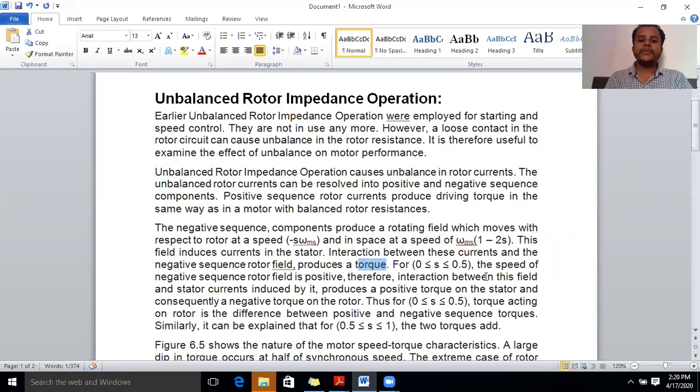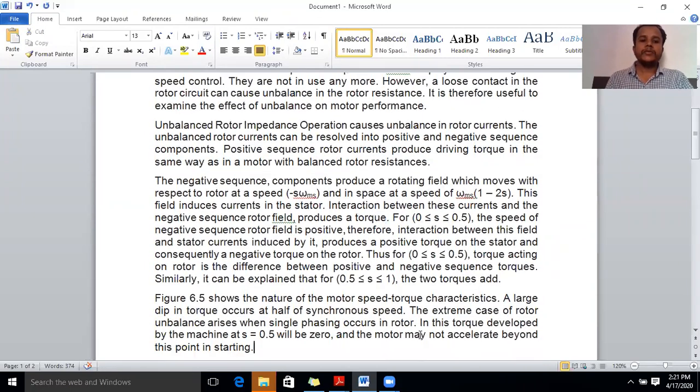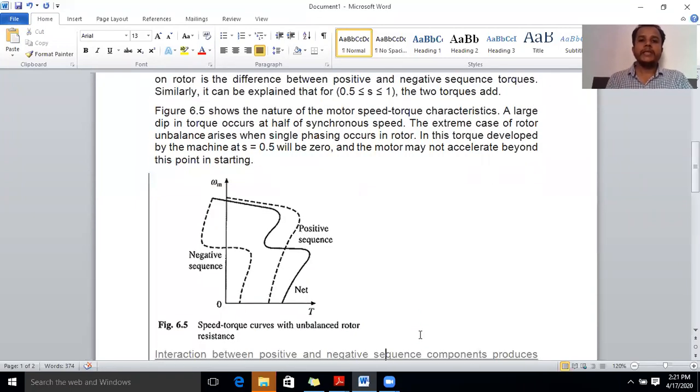Therefore, interaction between this speed and the stator current induced by it produces a positive torque on the stator, and consequently a negative torque on the motor. Thus, for slip greater than 0 and less than 0.5, the torque acting on the rotor is the difference between the positive and negative sequence torques. Similarly, it can be explained that for s greater than 0.5 and less than 1, the two torques add. The figure mainly shows the nature of the motor speed characteristics.